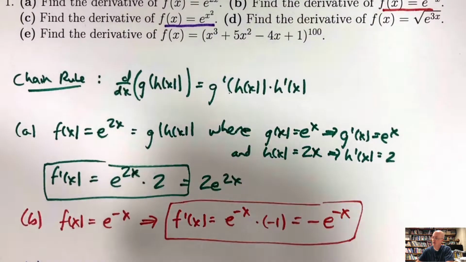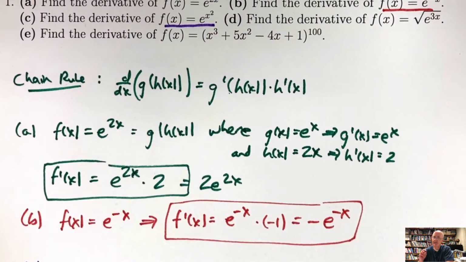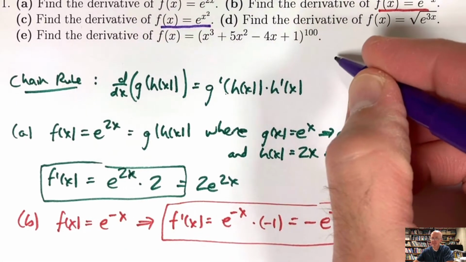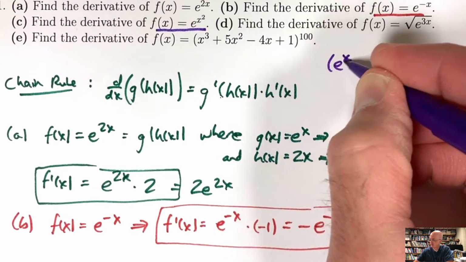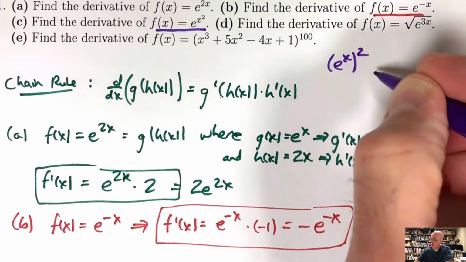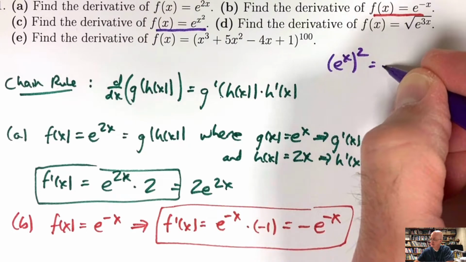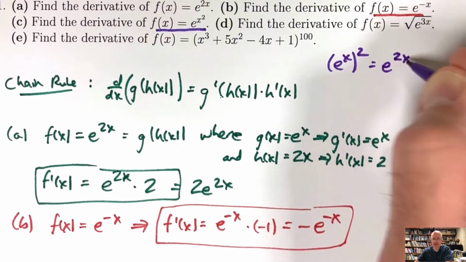The answer is, when you use this kind of notation, you are squaring first. The inside function is x squared. We don't do e to the x first and then square. If we had meant to do e to the x first and then square, we would either write that, or by a property of exponents, we'd multiply those exponents and get e to the 2x.